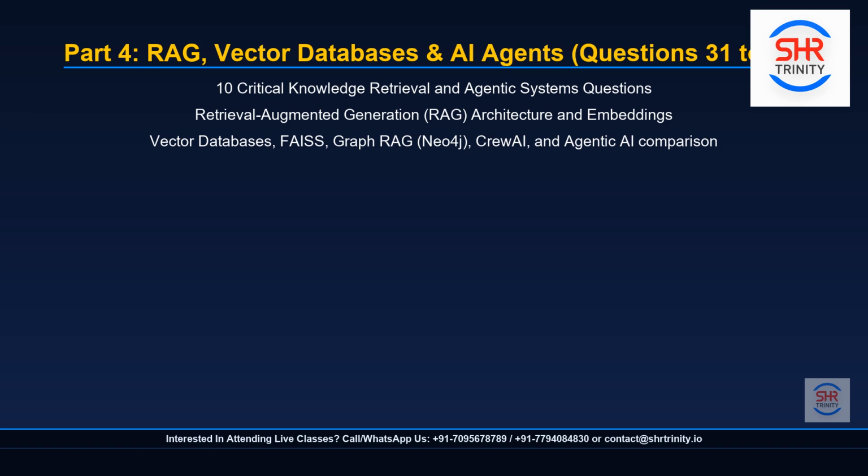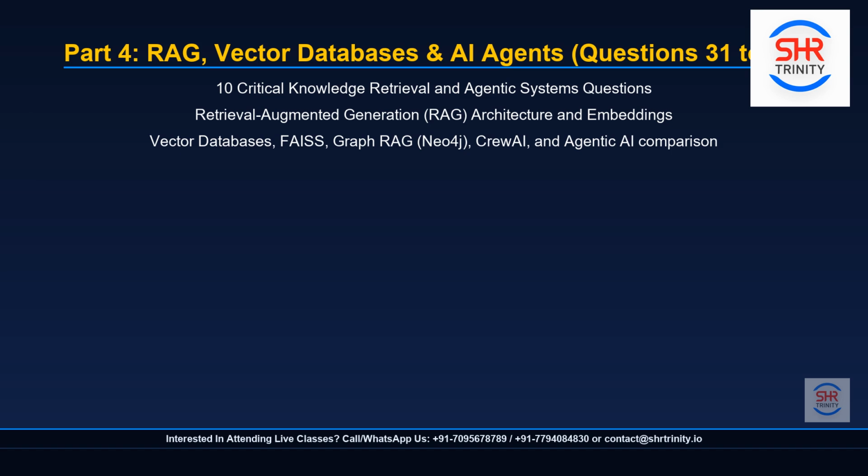In this session, we transition into how large language models are integrated with external databases and cognitive agent loops to build production systems. We will define retrieval-augmented generation, explain its advantages over fine-tuning, detail the core RAG components, and explain vector databases and FAISS. Finally, we will cover Graph RAG with Neo4j, define autonomous AI agents, introduce the Crew AI framework, and compare agentic systems with traditional software architectures.